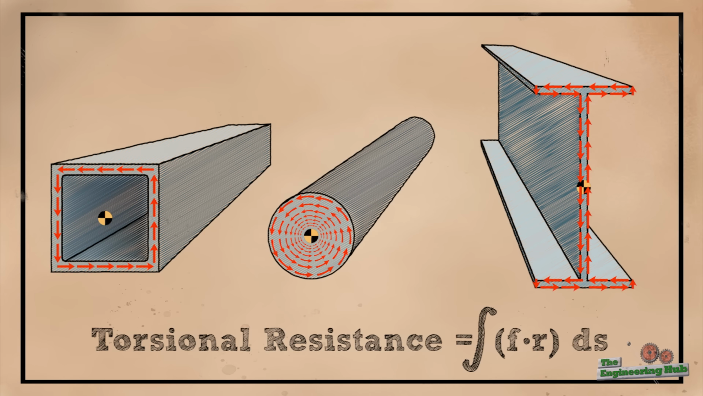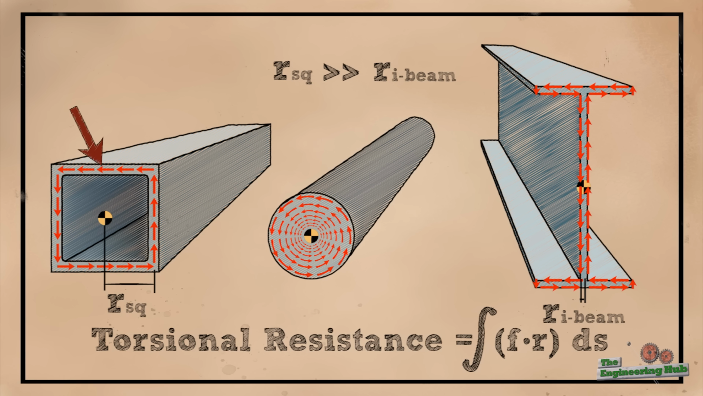Notice how in the solid circle, the shear flow is distributed from the center outwards and is greater further from the center. This is because the material further from the center contributes more to resisting torsion than the material near the center. And in the hollow square, all of the shear flow is far from the center in a continuous path, since all of the material is continuously far away from the center.